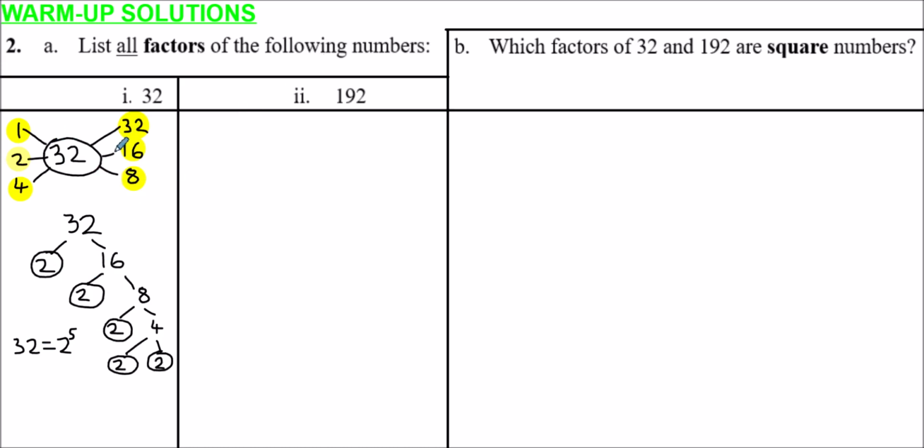So we didn't really need to do that method for 32, but it's much more useful for 192. Doing a factor bug diagram for 192 is quite tedious. So let's do it via this prime factor decomposition method.